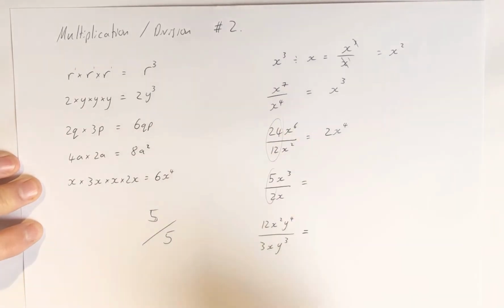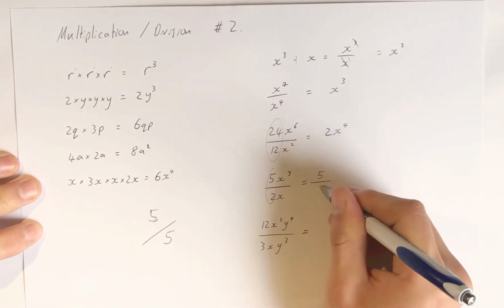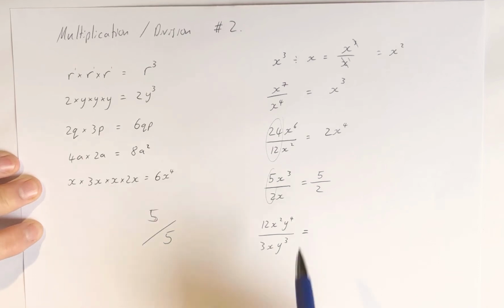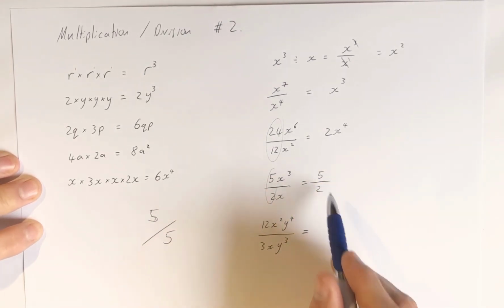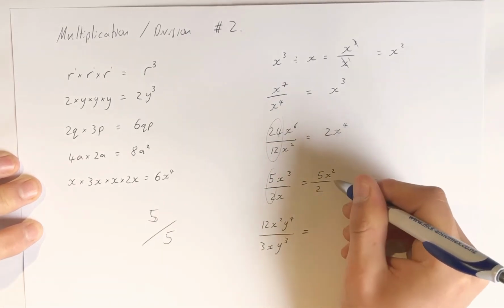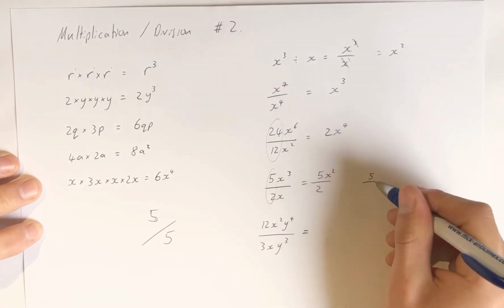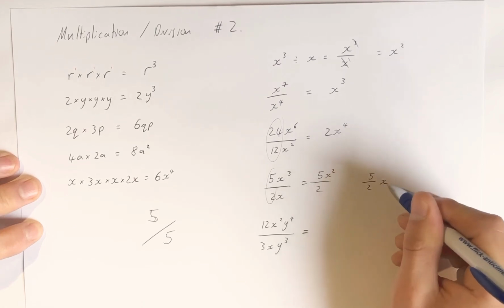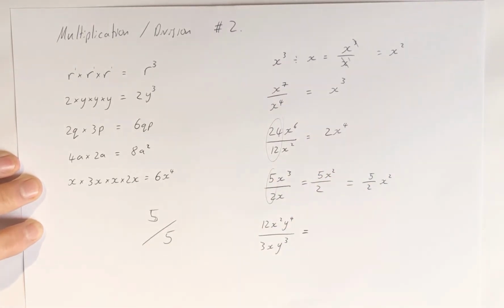With our numbers here, we've got 5 over 2. Well, that can't be simplified, can it? So that's just going to stay as 5 over 2. And now I need to determine if my x's are going to be on the top or on the bottom. We've got x squared on the top. So that's your answer, 5x squared over 2. You may have written it like this, 5 over 2 times x squared, and they're equivalent. They're the same thing, aren't they?